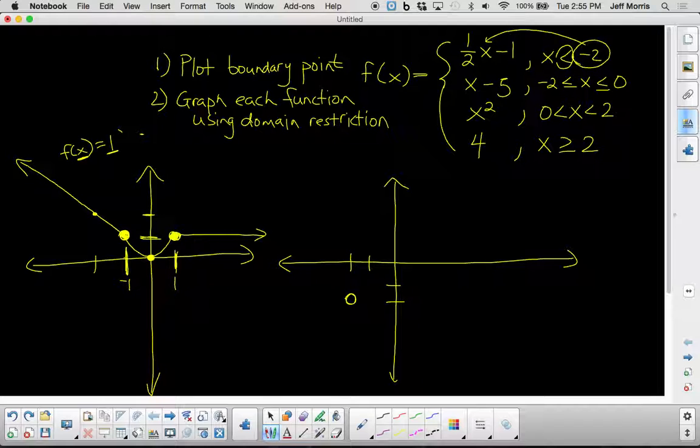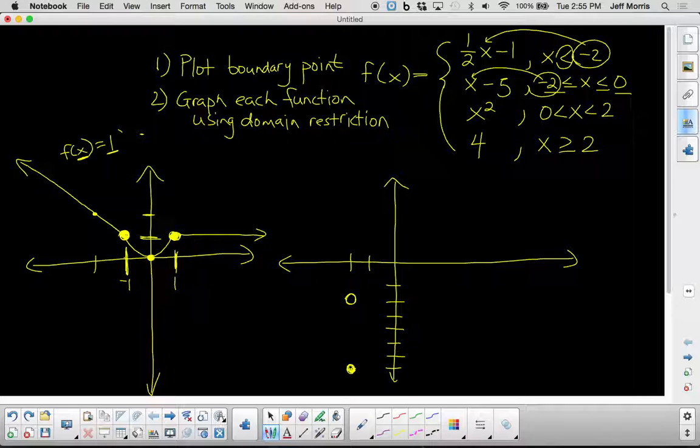Okay, now I'm going to plot the next boundary points. So I got a negative 2 and a 0. So let's plug -2 in first. -2 minus 5 is -7. So I'm going to be -2, -7. So -3, -4, -5, -6, -7. So I'm going to be way down here, and that one is closed.